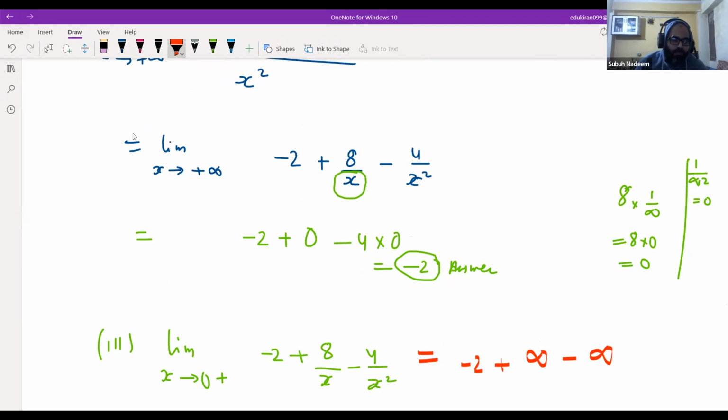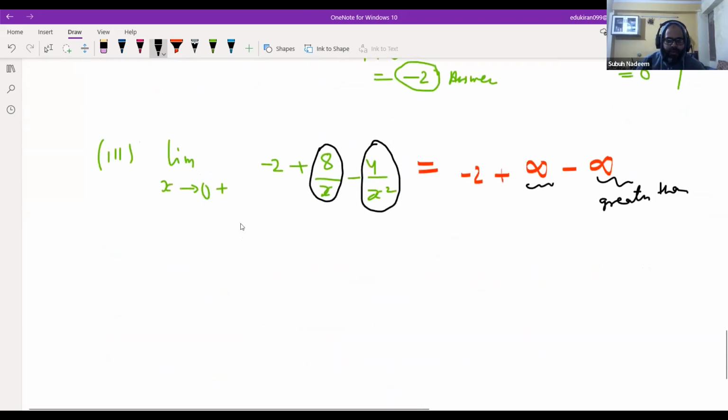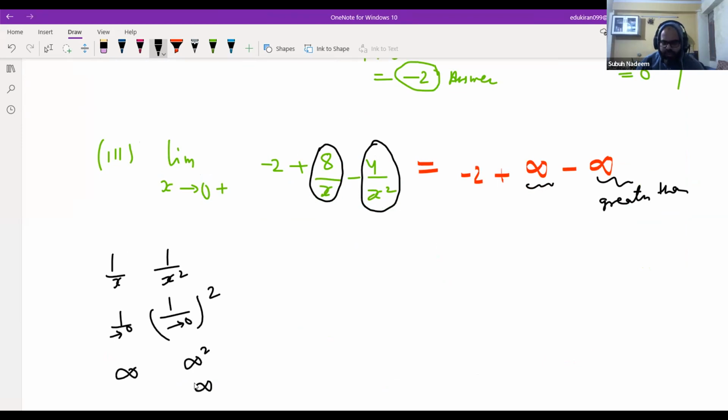Actually, if you compare the two infinities, this is actually 1 by 0 and this is actually 1 by 0 whole square. So this infinity is greater because it is a square. Are you getting my point? One is 1 by x, one is 1 by x square. If you take x approaching 0 and square it, this will be infinity square and this will be infinity. Of course, infinity square is infinity, but this infinity is greater than this infinity.